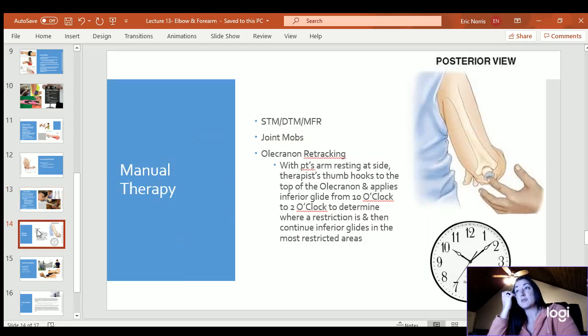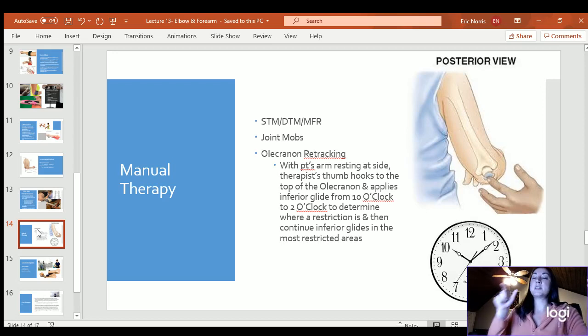So as far as manual therapy, you can do soft tissue, deep tissue massage, or a myofascial release to all the surrounding areas, whatever's needed, depending on what's tight and what's restricted. That would be based on your assessment as you're feeling the area and what the patient tells you. You can also do the joint mobs we just talked about. But another is olecranon tracking.